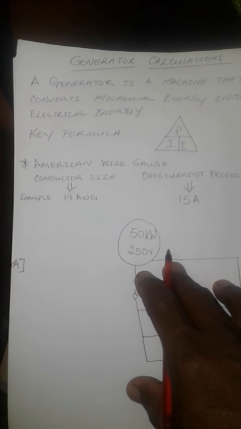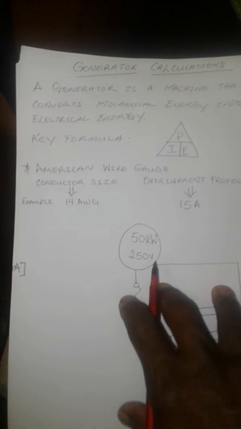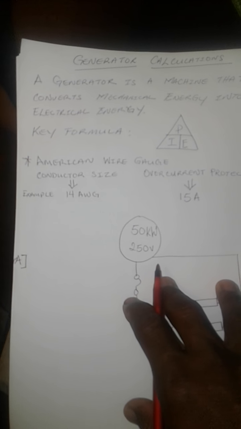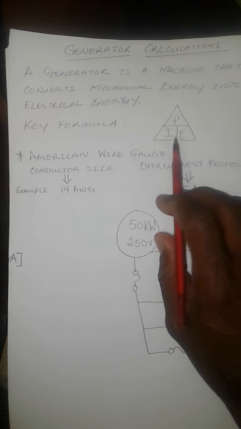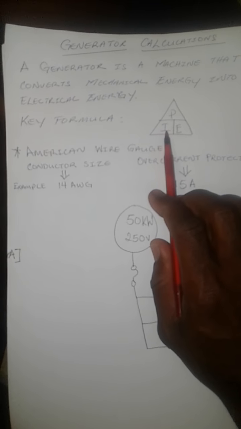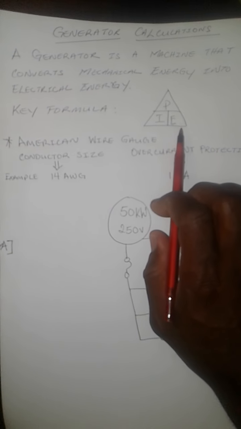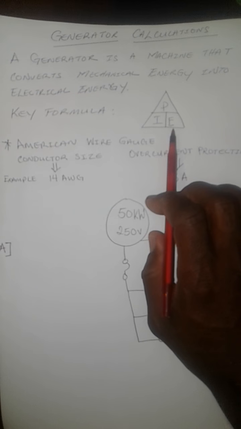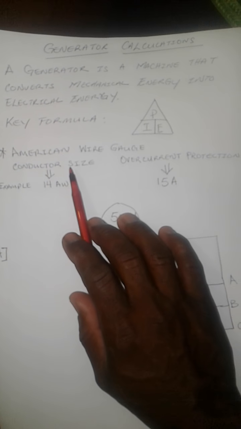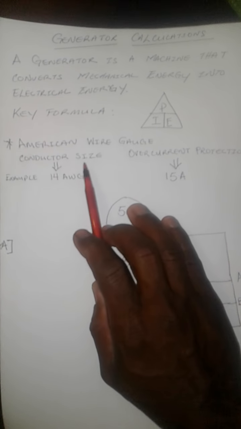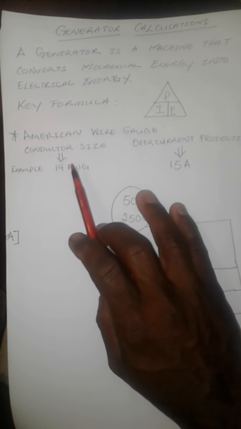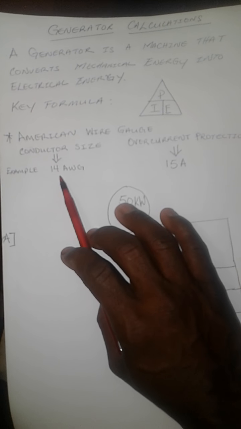Here is the key formula for calculating these values in a generator: power, current, and voltage, or our power triangle, which is P-I-E. We also need to be fully aware of our American Wire Gauge, which will help us to understand what conductor size will be used.